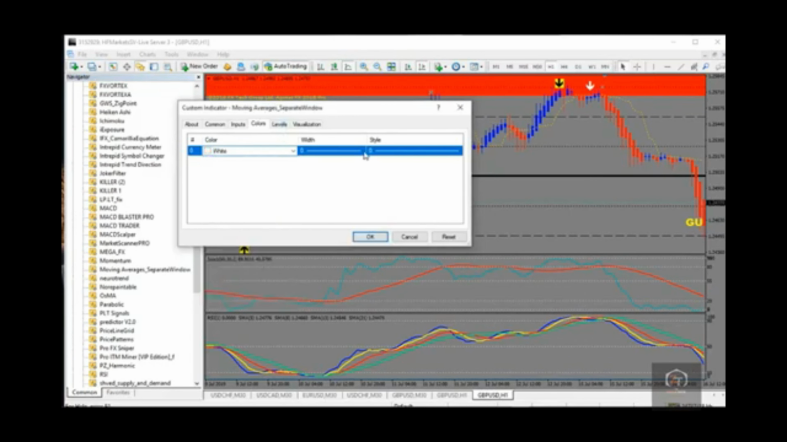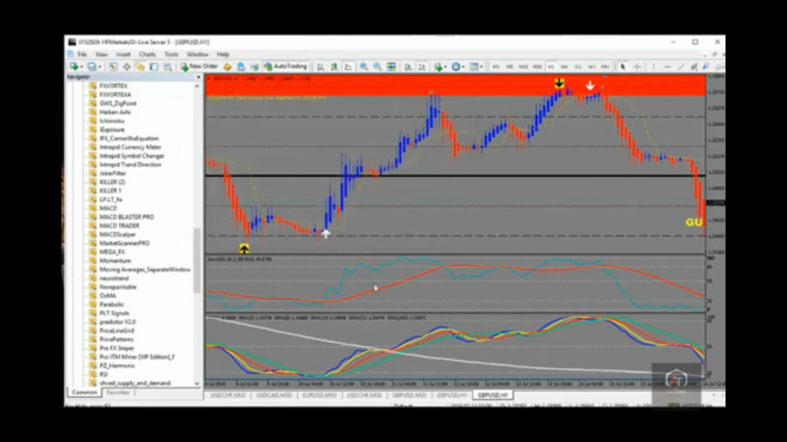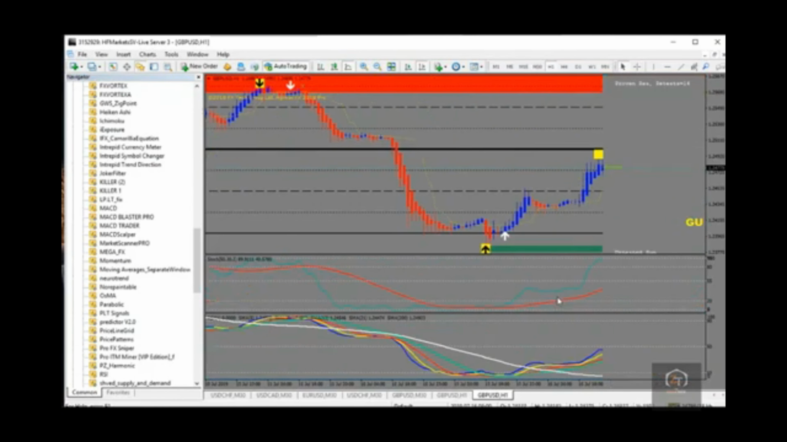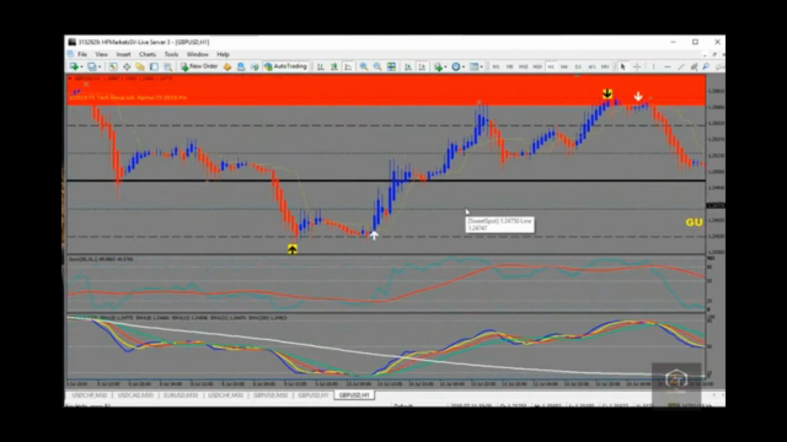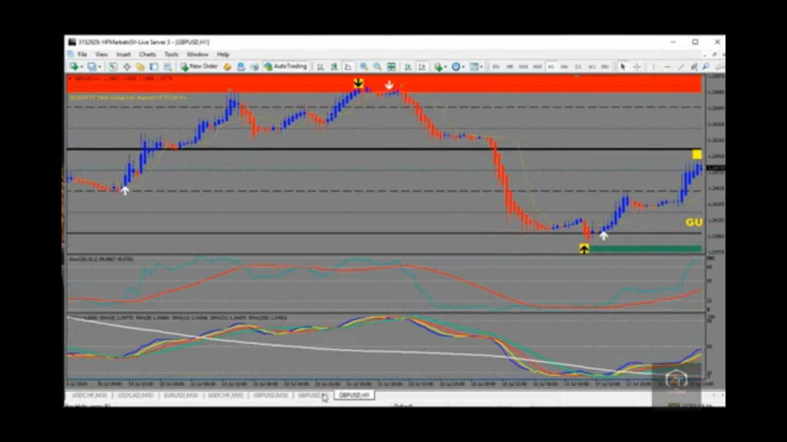Then the thickness, let me make it a little bit thick. Okay, now here it is. Then the other thing I think I've done. Okay, let me remove this. Let me close this up for you guys to see what I'm talking about. Have you seen that? So you can still add the same thing here.